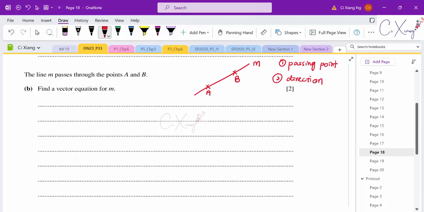And then we need to know the direction of the line. To get the direction of the line, you can see that the direction can be A to B or can be B to A. They didn't mention anything about what direction, right? So the direction of the line can be A to B or B to A. So first step, let us find the direction of the line, which is AB. Again, if you want to find BA, also no problem. So what is AB here?